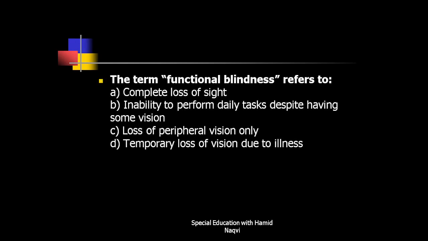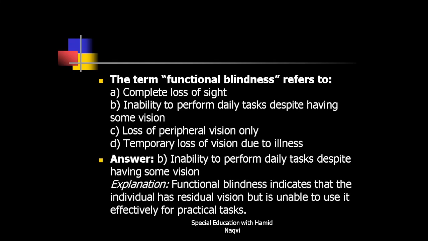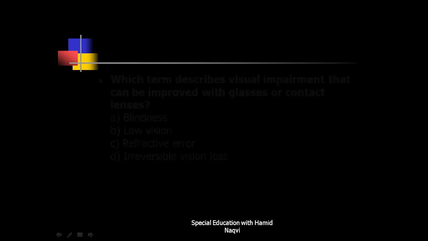The term functional blindness refers to complete loss of sight, inability to perform daily tasks despite having some vision, loss of peripheral vision only, temporary loss of vision due to illness. Answer is inability to perform daily tasks despite having some vision. So functional blindness indicates that the individual has residual vision but is unable to use it effectively for practical tasks.